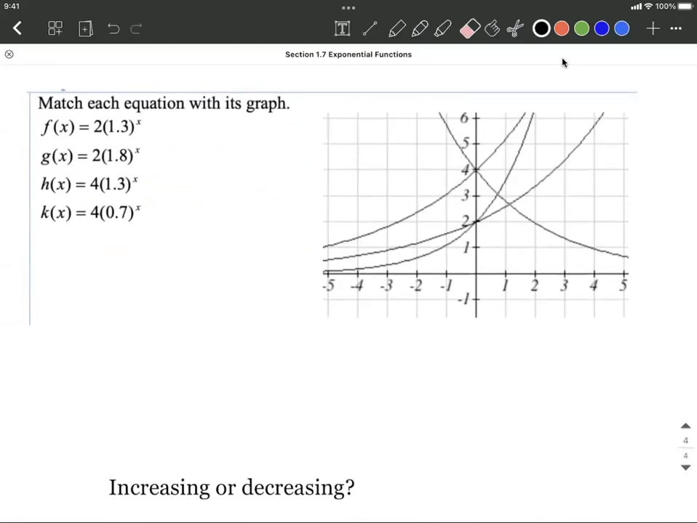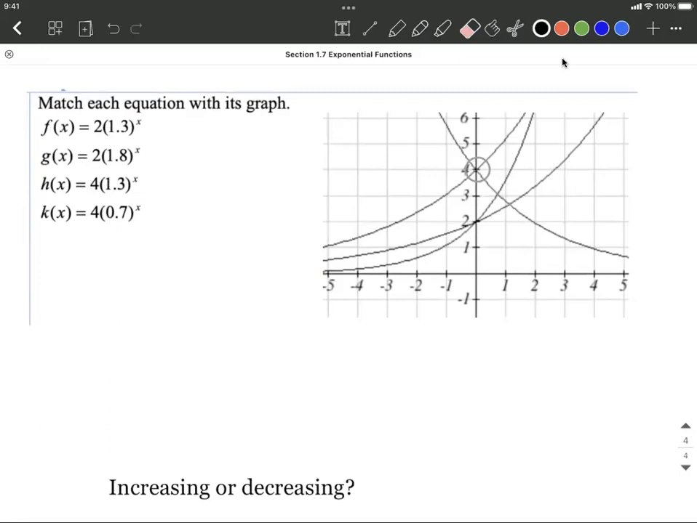Just a quick matching problem here. So, comparing our functions that are given to us, f, g, h, and k, you notice that two of them have 2 out here, and 2 of them have 4. So let's begin with that. All right, that's our y-intercept, if you'll recall. So these two have a y-intercept at 2. These two have a y-intercept at 4. Well, that's going to be on our y-axis, either at 2 or at 4.